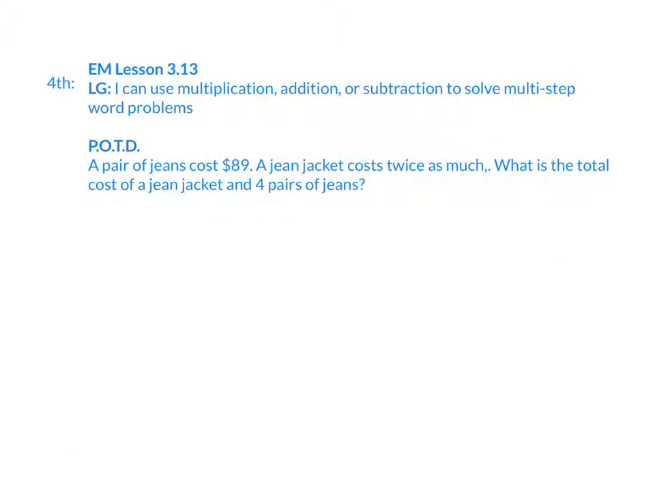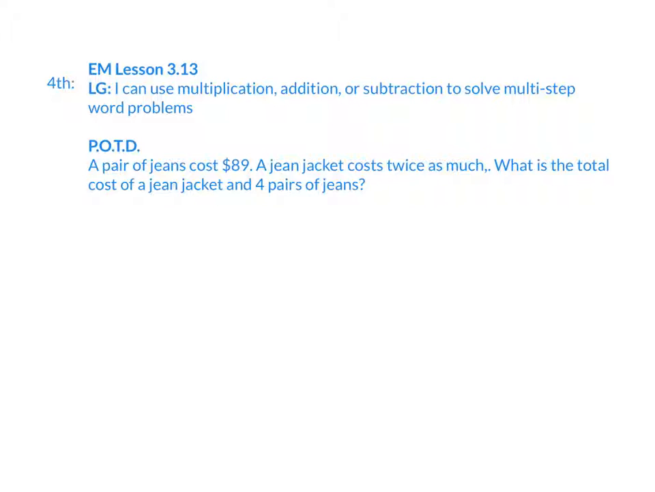Your problem of the day actually is an example of a multi-step word problem. It says, a pair of jeans cost $89. A jean jacket costs twice as much. What is the total cost of a jean jacket and 4 pairs of jeans?